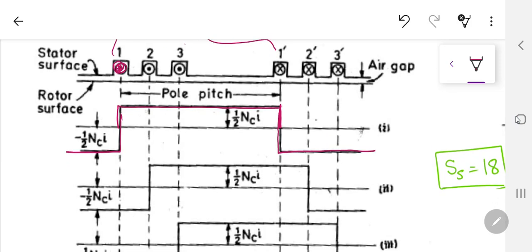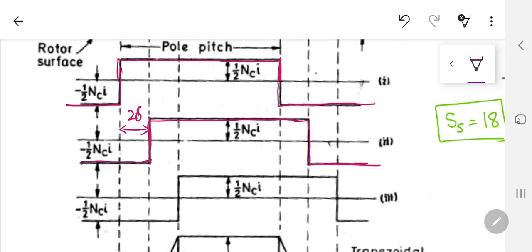Then comes the 2 and 2 dash. As you can see, the angle between them is again going to be 20 degrees in this case. So it's going to produce the same shape, just shifted, nothing fancy over here. It's going to be 20 degrees apart, just like the previous one. And then if you have the third phase, this will again be 20 degrees apart from the previous one, or in actual, 40 degrees apart over here.